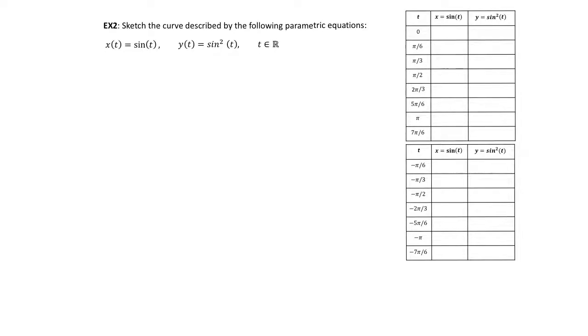In example 2, they're asking us to sketch the following curve described by the parametric equations where x of t is equal to sine of t, y of t is equal to sine squared of t, and t can be any real number. And just like I did with example 1, I'm going to go ahead and examine each of these parametric equations separately in the old-fashioned way.